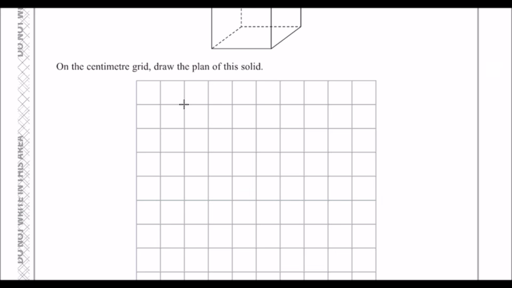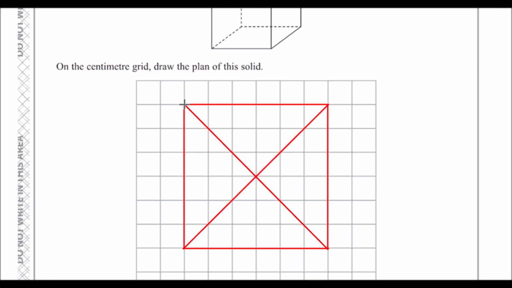So we've got 1, 2, 3, 4, 5, 6 along the top. 1, 2, 3, 4, 5, 6. 1, 2, 3, 4, 5, 6. So we've got a square with sides 6 if we're looking straight down on it. And then we'll also be able to see this square base pyramid, and the point at the top of it is going to be exactly in the middle of the view looking down. So that's our plan.